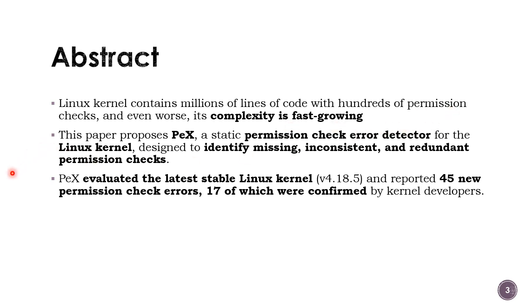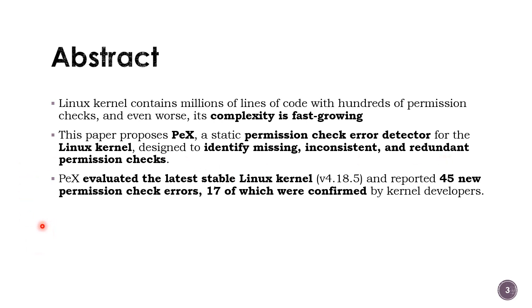Secondly, the paper proposed a scheme, a tool called PAX. It is a static analysis tool that can detect permission check errors in the Linux kernel source code. And the main task is to identify missing, inconsistent, and redundant permission checks.